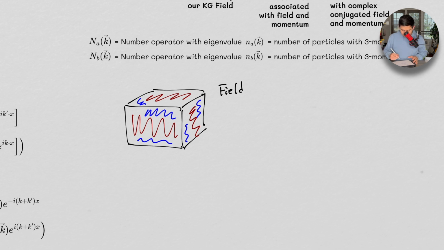And then we have complex conjugates of the field, right? So at every point in this volume, say right here, we have phi bar. That is our field operator. And then we also have, at this point, phi. And these two are related by complex conjugation.